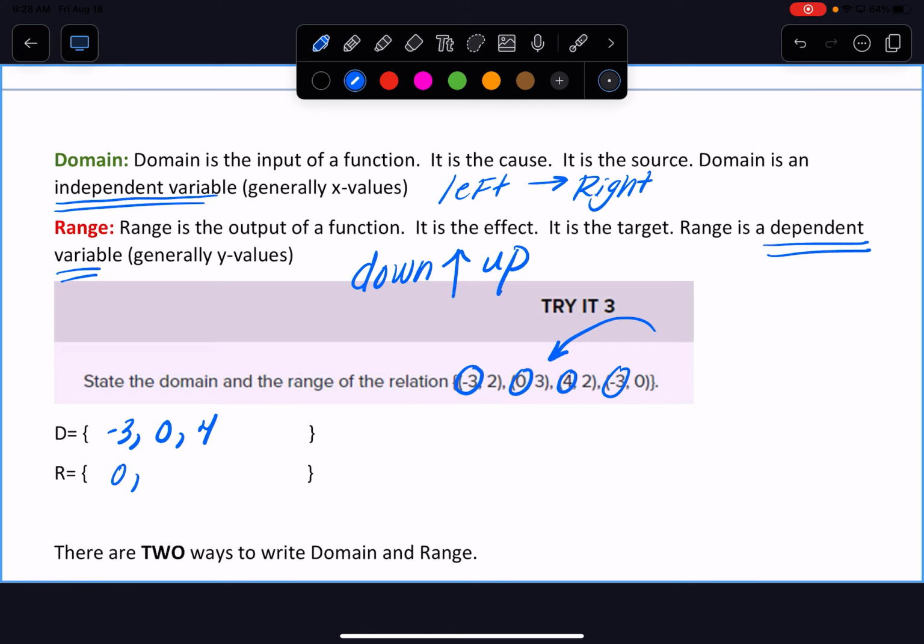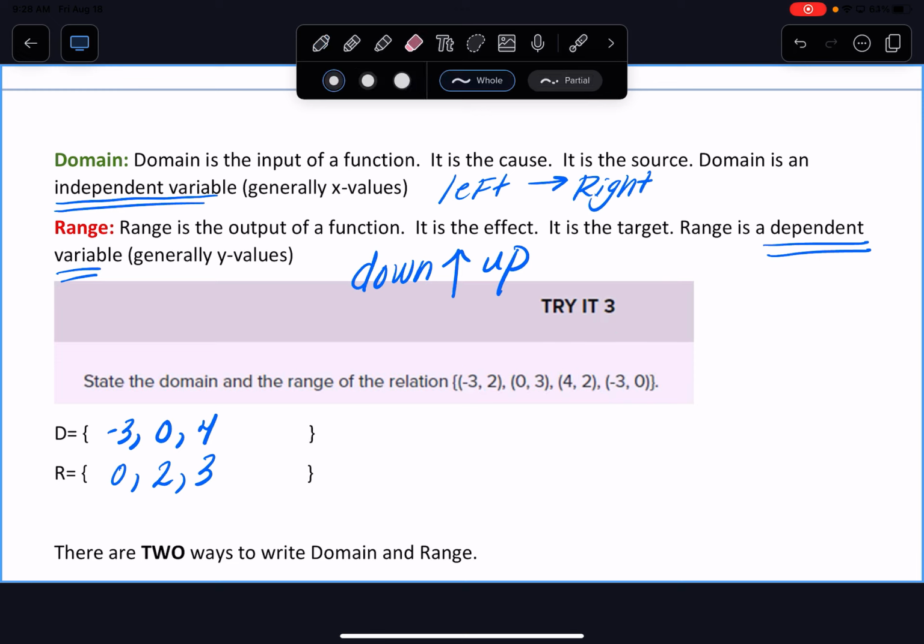0, 2, and 3. Okay, once again, we don't need to list 2 twice. What are your questions on that one with domain and range? Yes? I'm going to ask the dumb question. No, they're not ever dumb. I promise. I'd rather know. Okay, so we're going to backtrack here. How did you figure out what the domain was?